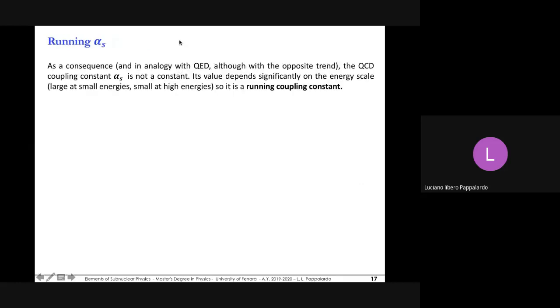Now, of course, we can draw the same consequence as the one we did for QED. So in analogy to QED, although with the opposite trend, the QCD coupling constant is not a constant, but it is also a running constant. So its value depends significantly on the energy scale. It is large at small energies, okay, which is the region of confinement, and it is small at high energies, and this is the region of asymptotic freedom.